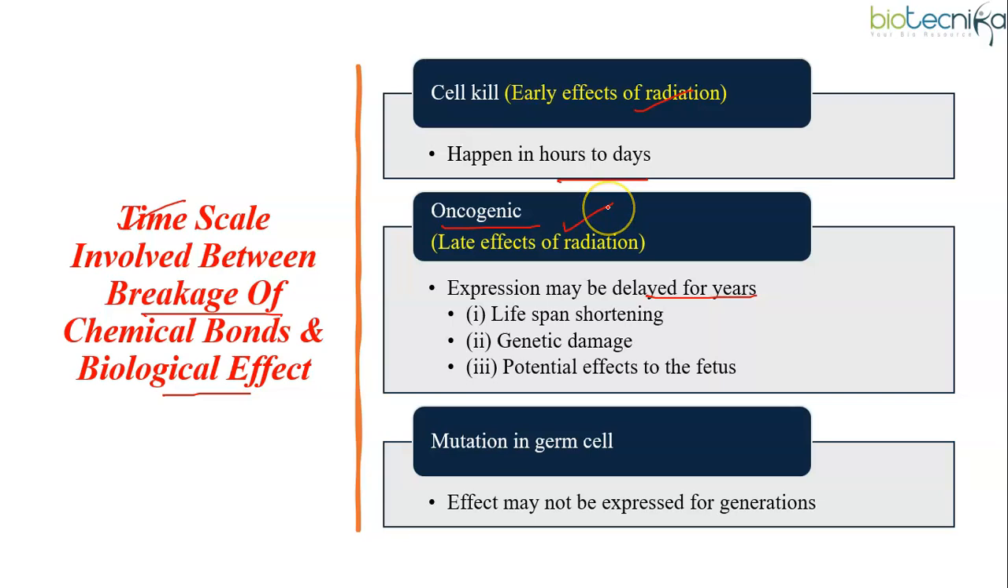So ionizing radiation has been proven to cause leukemia and has been implicated in development of many other cancers in tissues such as bone, lung, skin, thyroid and breast. In addition to carcinogenesis, that is induction of cancer, the late effect of radiation includes lifespan shortening, genetic damage and potential effects to the fetus. Then if the damage is a mutation in a germ cell, then the effect may not be expressed for generations.